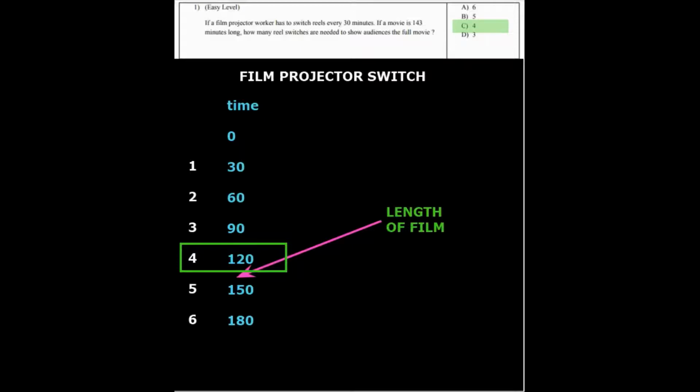Then at 60, they have to do the third switch at 90 minutes, the fourth switch at 120, and then the fifth switch at 150, etc. However, the length of this film was just 143 minutes. Well, that's over 2 hours. So he or she would have to do 4 reel switches on the job as the projector worker.